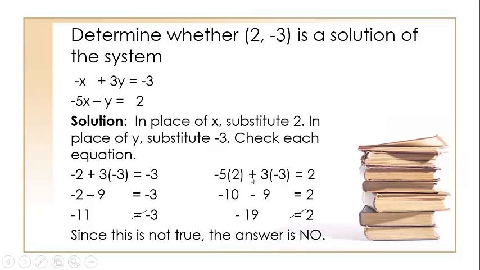We do the same for the second equation, -5x - y = 2. In place of x, we put 2. In place of y, we put -3. We get -10 - (-3)... that is, -10 - 9 because 3 times -3 is -9, is equal to 2. When we add these together, we get -19 is equal to 2, and we know that that is not true. So (2, -3) is not a solution to this system of equations.